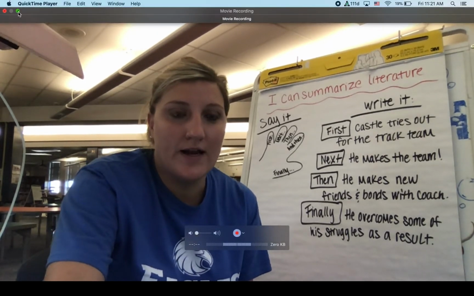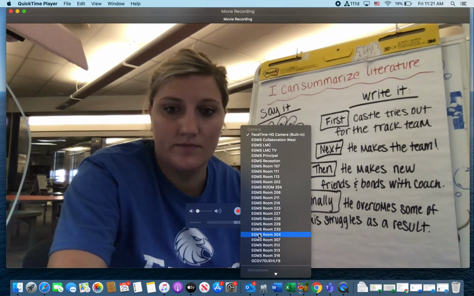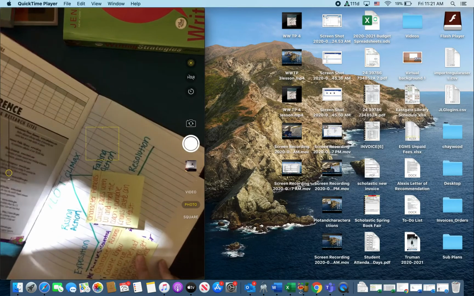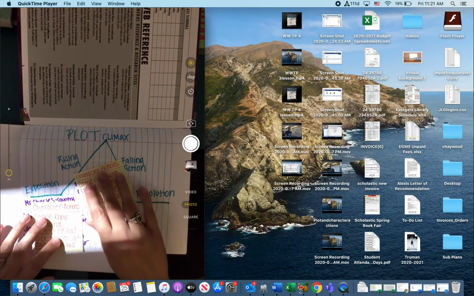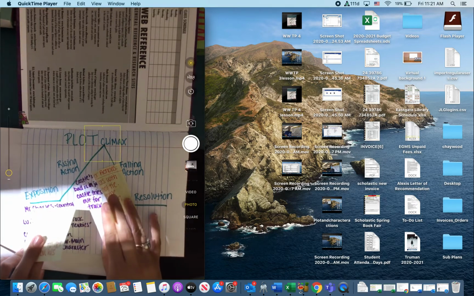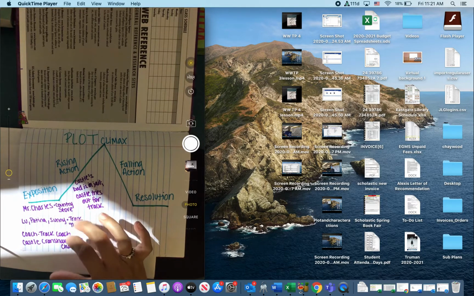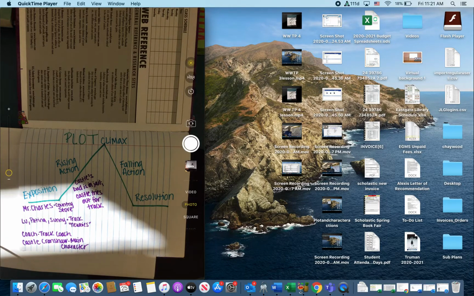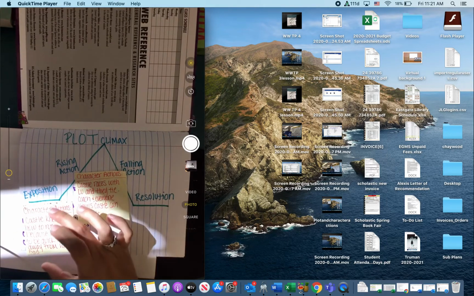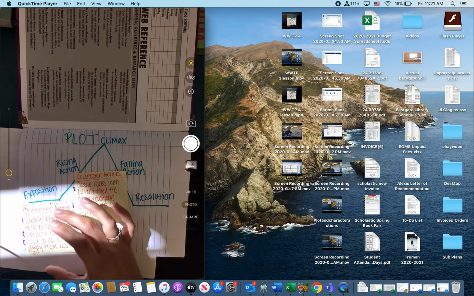Okay, so I'm going to start by flipping back to my plot mountain. So here's my plot mountain. This was the plot from Ghost. I had the character actions listed on top. I started with my exposition, that was our characters and our setting. I had our rising action, and I kind of just started you guys off that day with that. I had started on Castle knew how to run because he had to be quick to get away from his dad. So that happened in the beginning of our story.